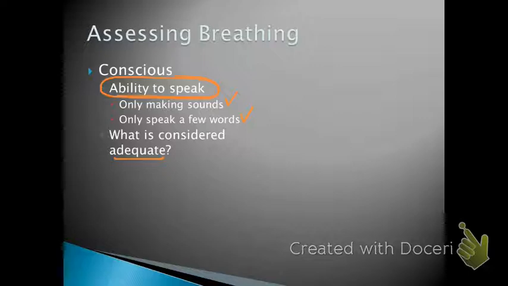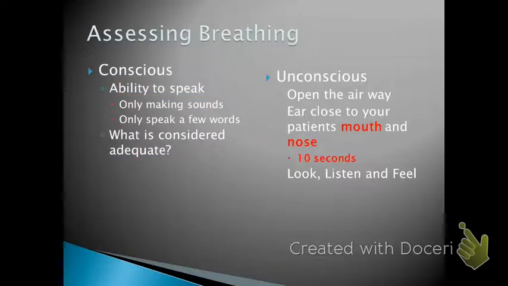So what happens if we have the unconscious patient, right? In this case, you're going to get into a different position. You're going to kneel down to that patient, and you're going to open the airway with a head tilt chin lift, and you're going to put your ear close to the patient's mouth. You're going to put your cheek about 2 inches away from the patient's mouth, and you're going to turn your head towards the patient's chest.